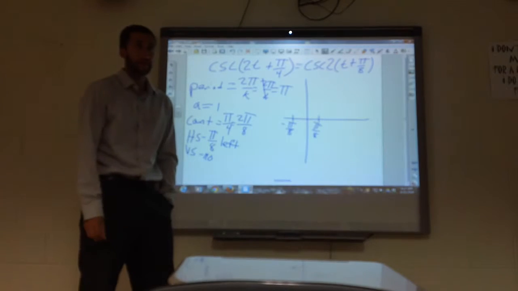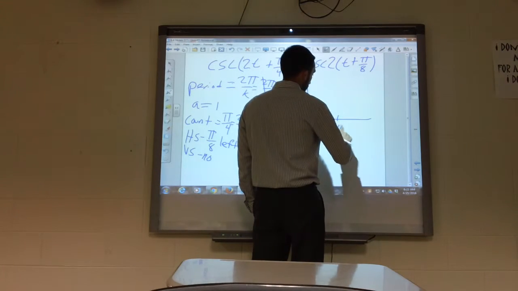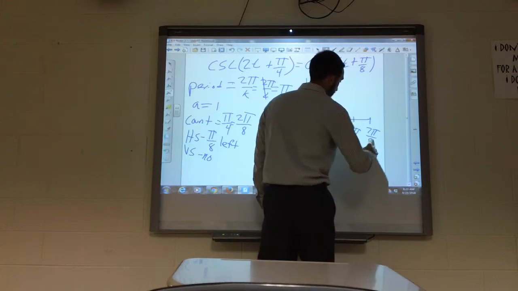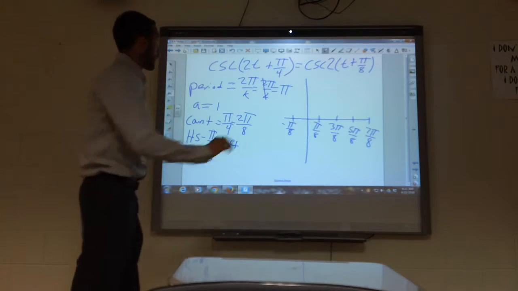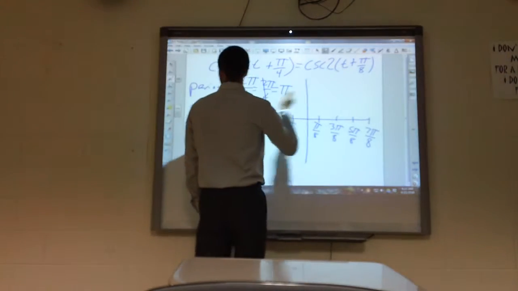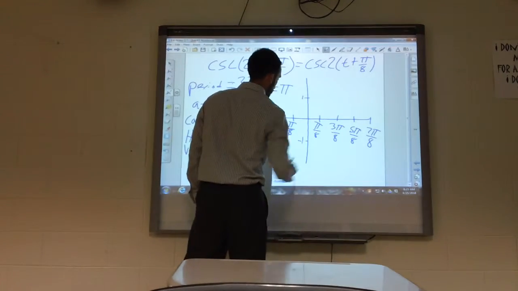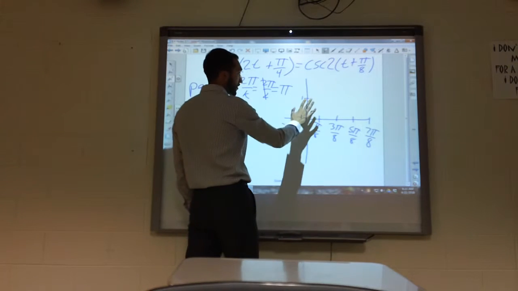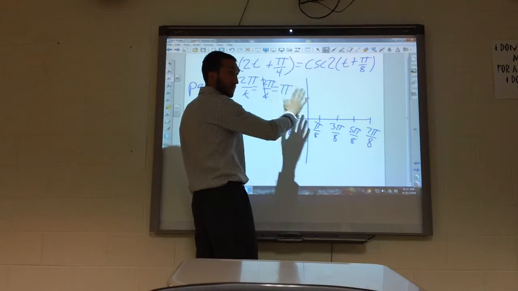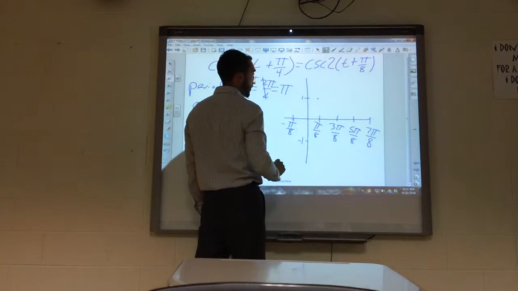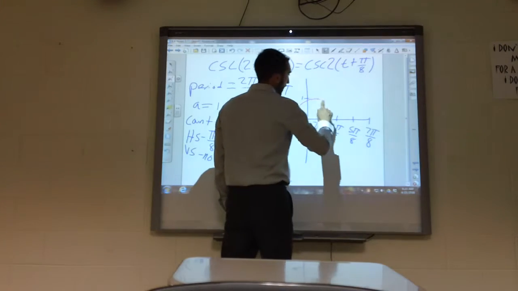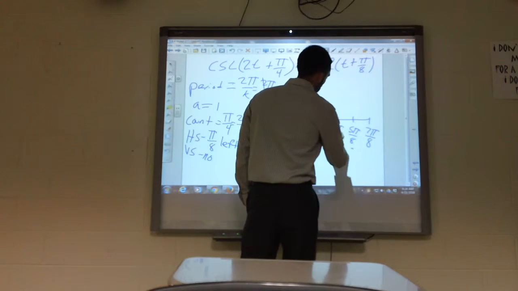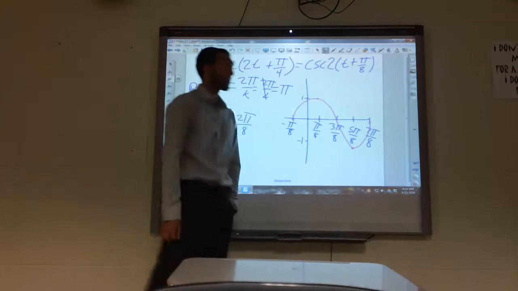To the positive pi over 8. Then I've got 3 pi over 8, then 5 pi over 8, and then 7 pi over 8. I'm just adding 2 pi over 8 each time. So if I were to draw my sine graph, I do not reach 1 at the y-axis. That's not my first interval. I have to go 2 pi over 8. So here is my first interval. Then my sine graph hits the x-axis at 3 pi over 8. Okay, so that's my sine graph.